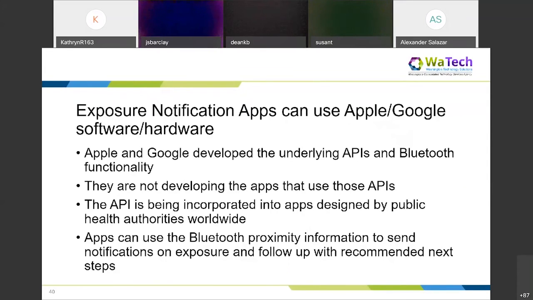Next slide. So the exposure notification apps, something to understand is that the Apple Google API is meant to be used as a way to develop an app. So Apple and Google are not actually creating the apps. They have just made their API available to app developers. And so the API is being used by public health authorities worldwide, and the apps use Bluetooth proximity information to send notifications on exposures.